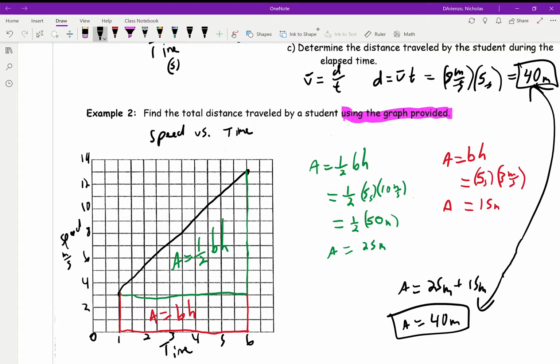It won't always be as easy to use the algebraic method. Graphically might be an easier way to do this sometimes. It also might be required depending on the question. You might be asked to solve for the distance traveled by the object using a graphical method.